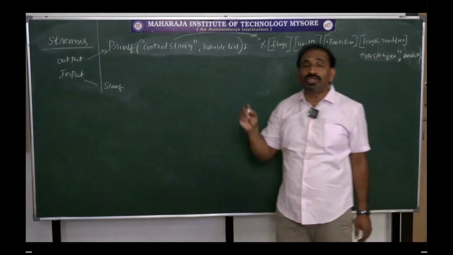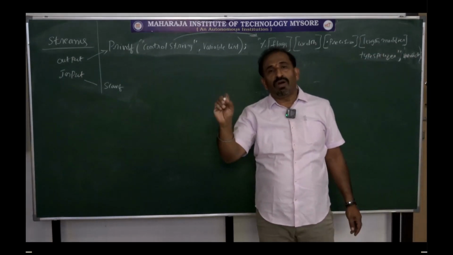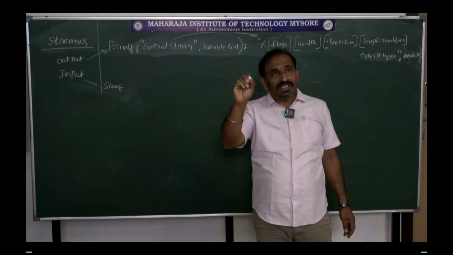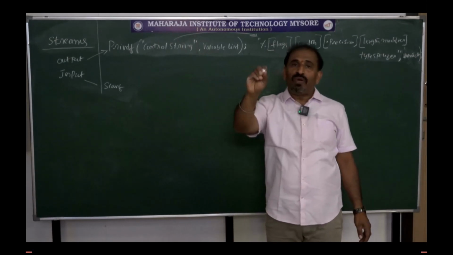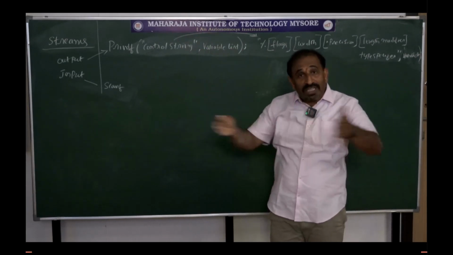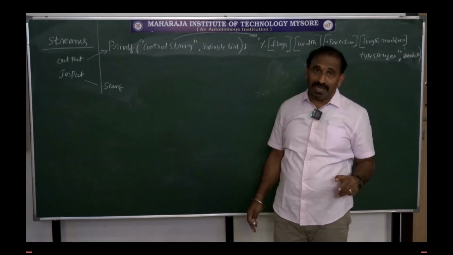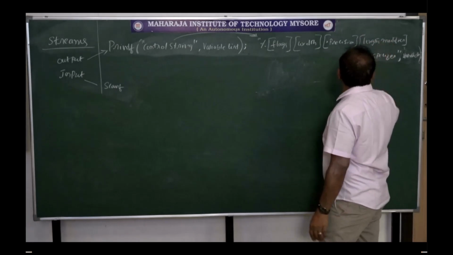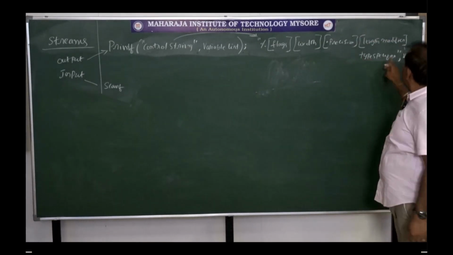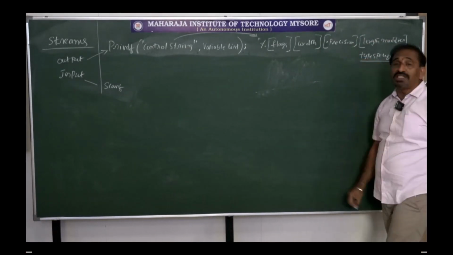Then the length modifier. A length modifier is used whenever you are going for a long integer, or for a double instead of a float. If I would like to extend this, or display an unsigned value, then you can go for the length modifier. Then you have to mention the type specifier.